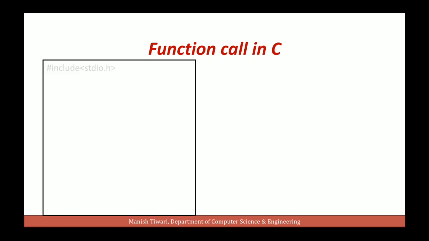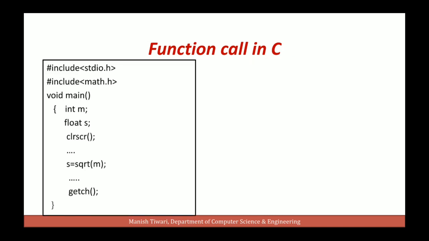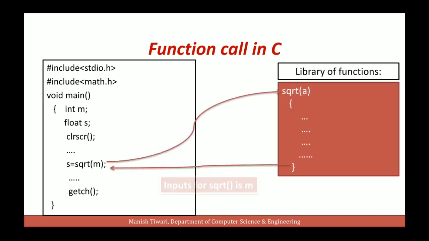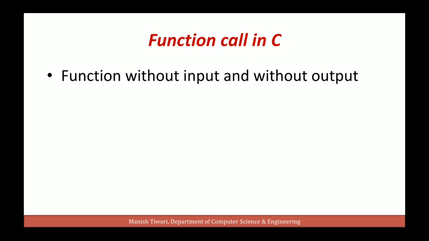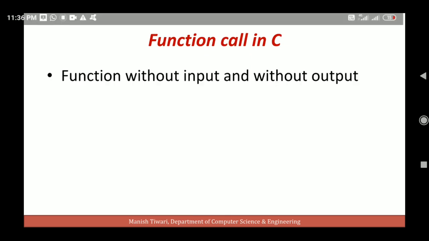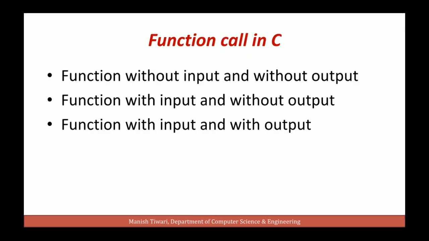In the same way, if you see this sqrt function, this function again takes an input and provides an output. So we can categorize these functions into three categories: functions without input and without output, functions with input and without output, and functions with input and with output also.